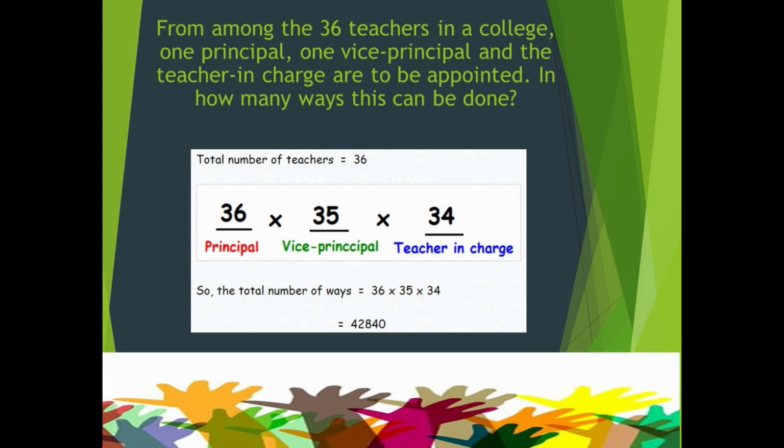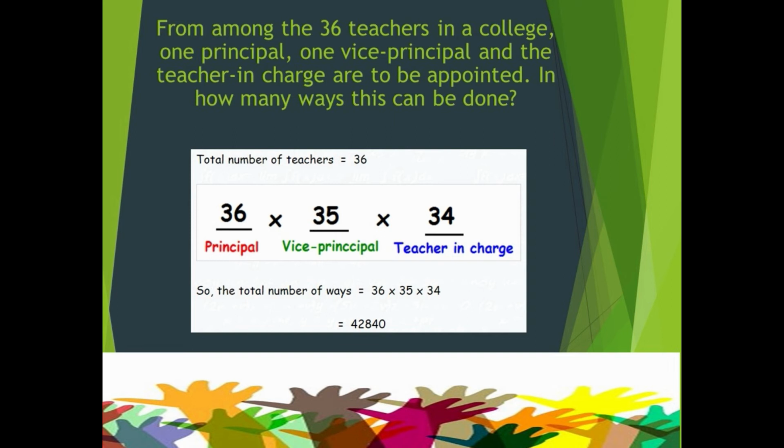From among the 36 teachers in a college, 1 principal, 1 vice principal, and the teacher in charge are to be appointed. In how many ways can this be done? So, the total number of teachers. Let's have the first one. For the number of principal, we have 36 teachers. Nakuha na natin yung isa, so ibig sabihin, 36 minus 1 is 35. Kaya, yung pagpipilian natin sa vice principal will only have 35. Nakuha na natin si principal at si vice principal, kaya, 36 minus 2 is equal to 34. So, sa teacher in charge, pagpipilian na lang natin ay 34 teachers.